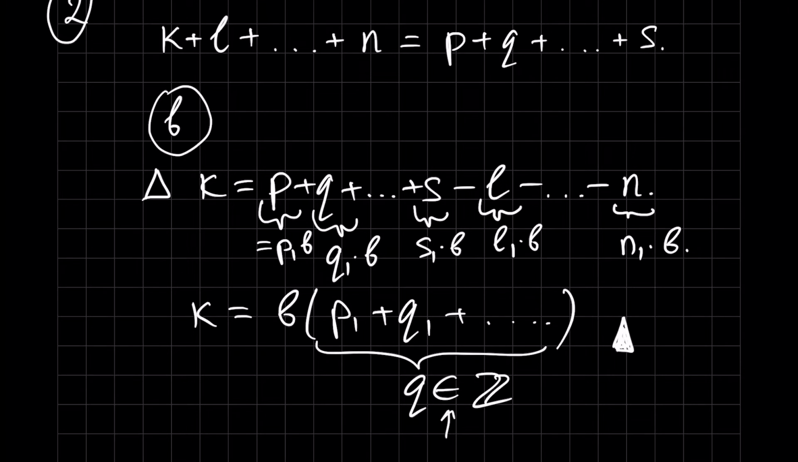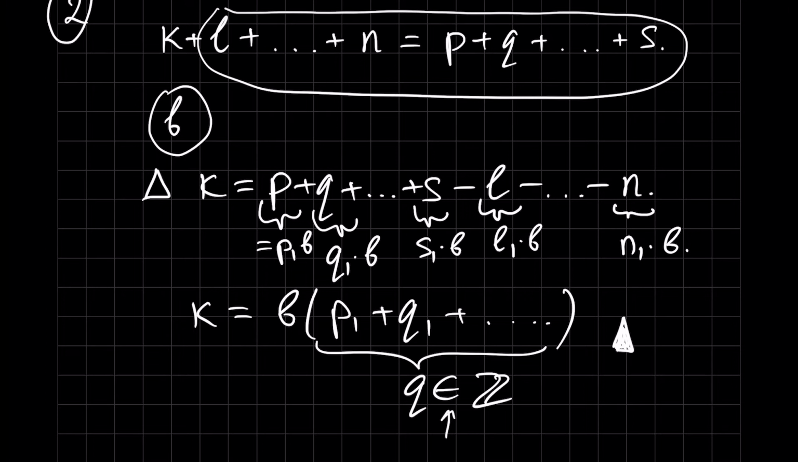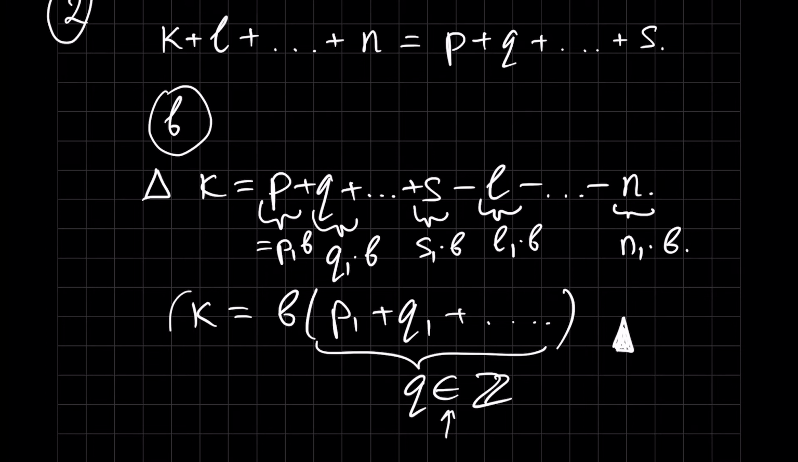Let's formulate our theorem once again. If we have this equality, and every term in this equality is multiple of B except one term, say this term is K, and each other term in our equality is multiple of B. In this case, K is also a multiple of B.